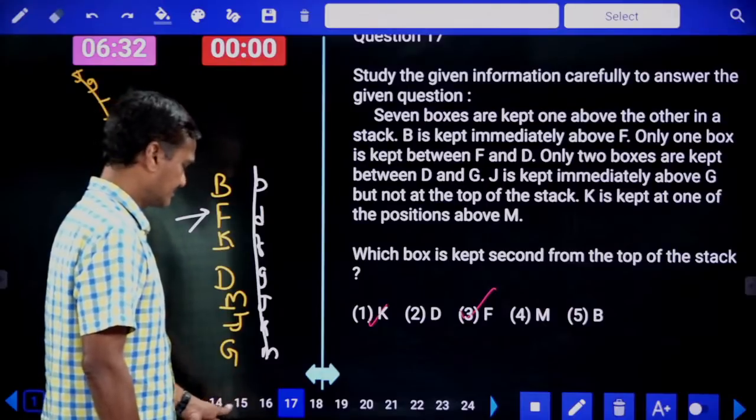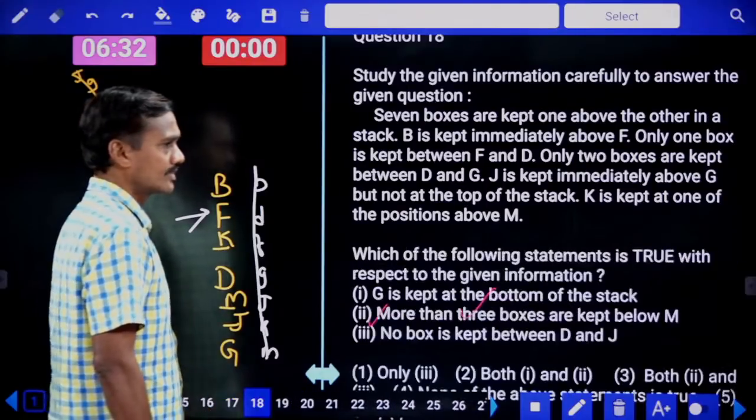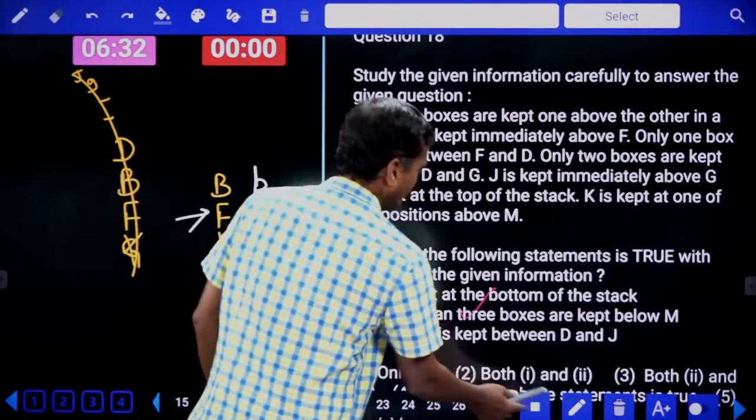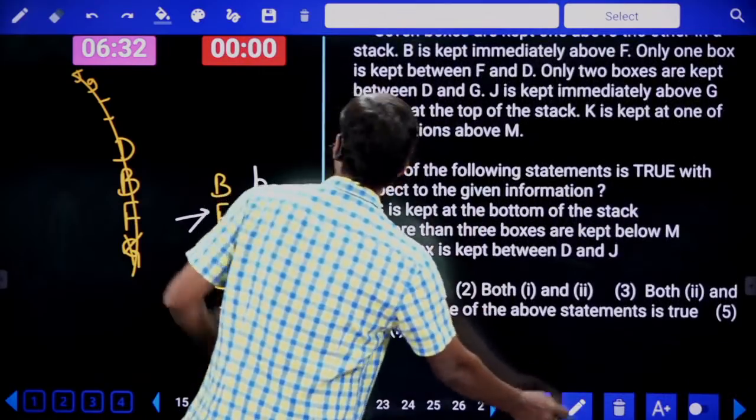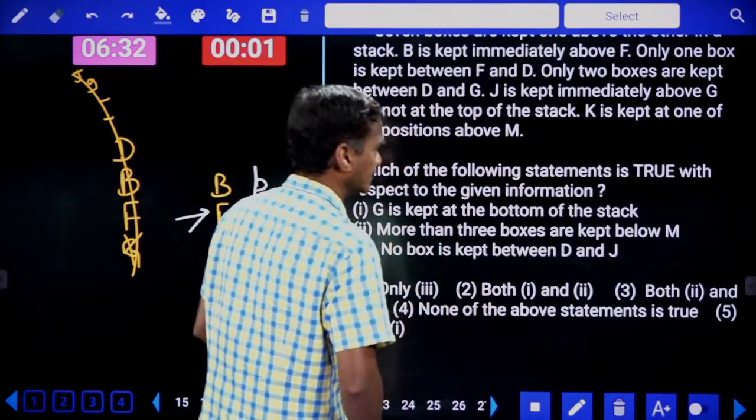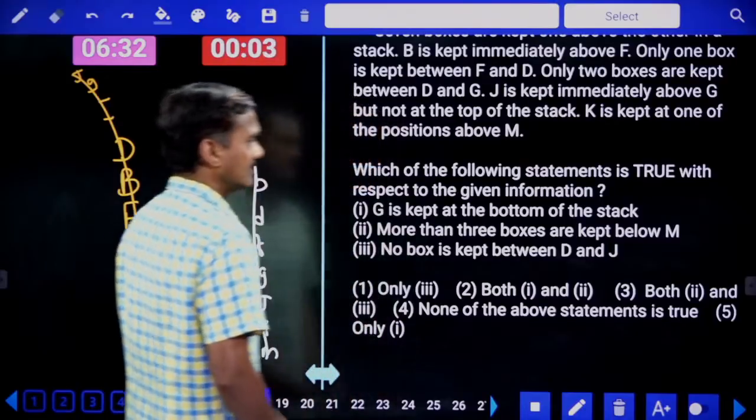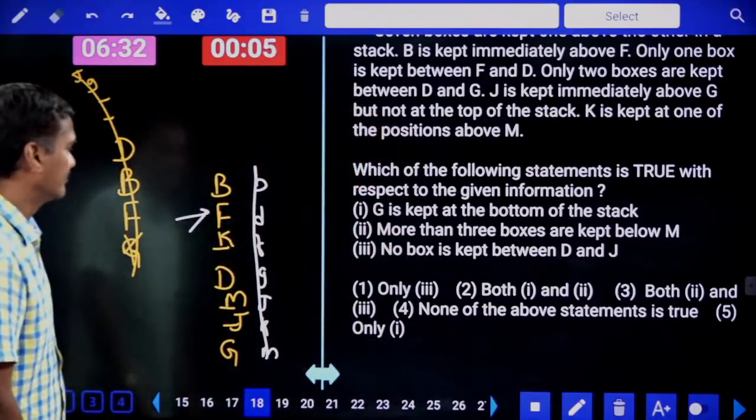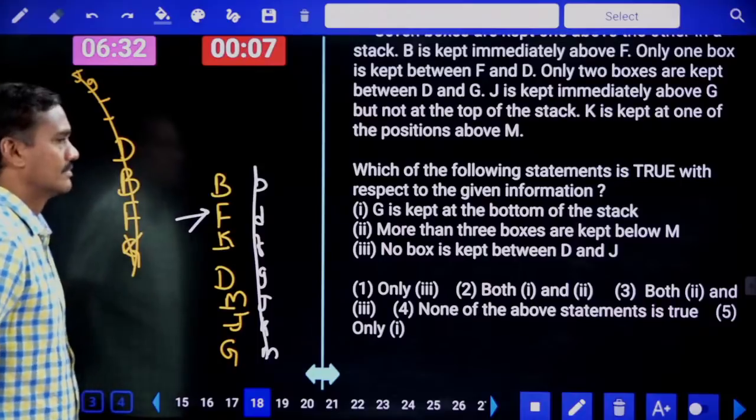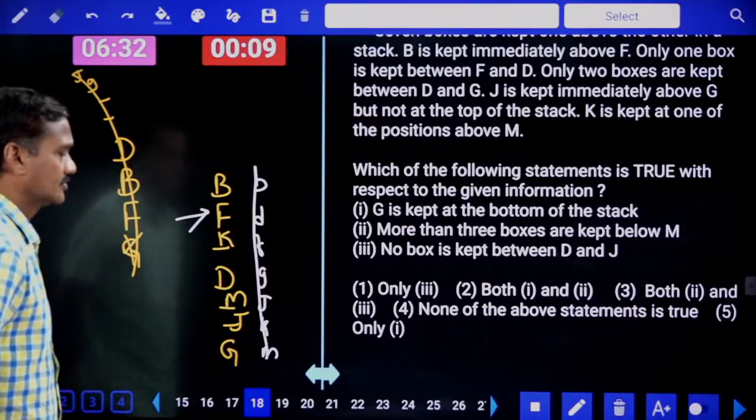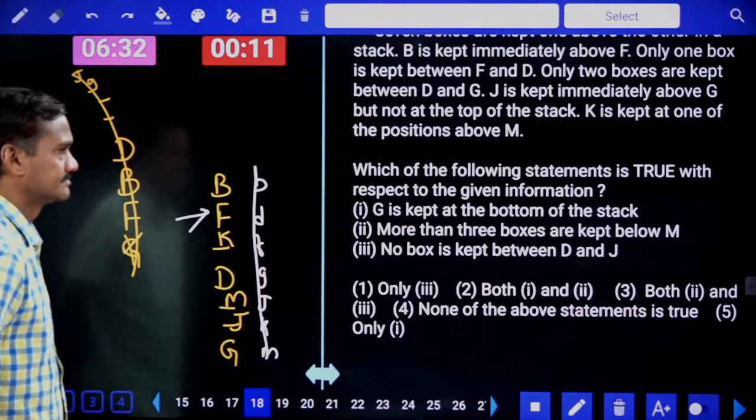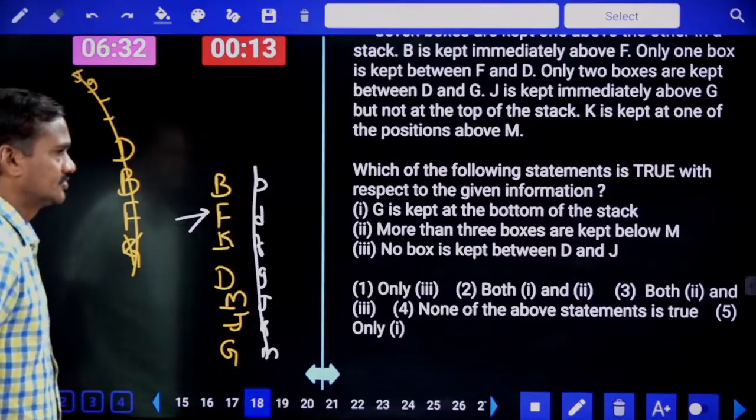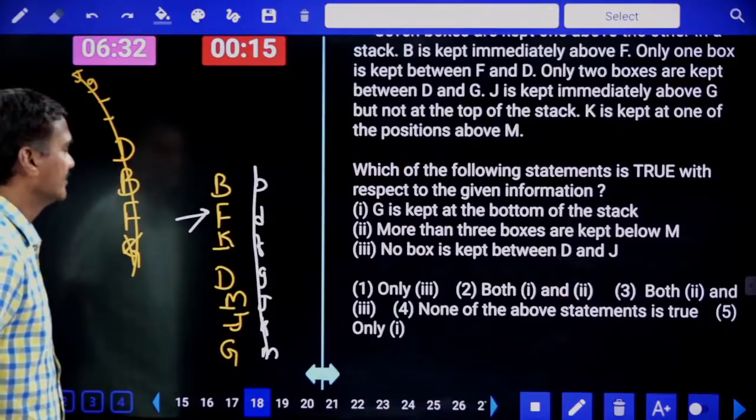Done with this? Then 18th one. Now in this question number 18, which among the following statements is definitely true? Is true with respect to the given information. Question number 18, which is true with respect to the given information.